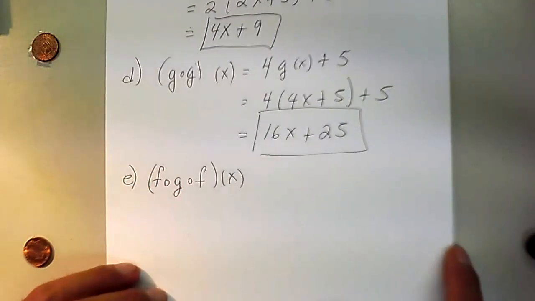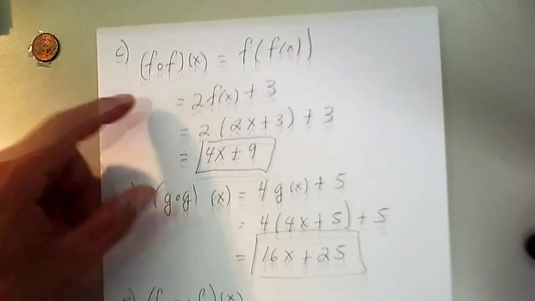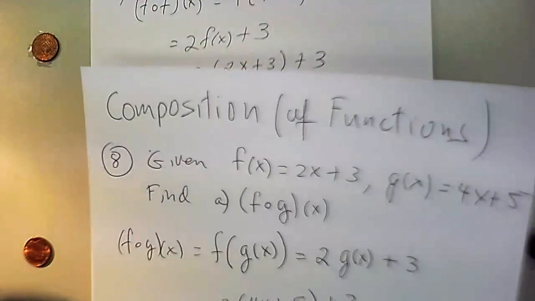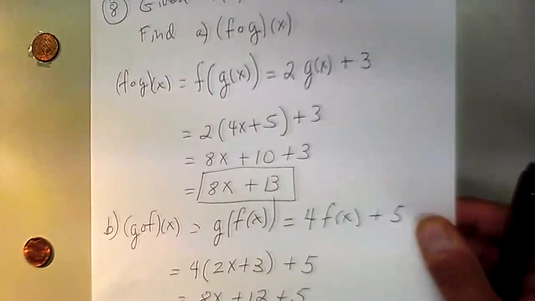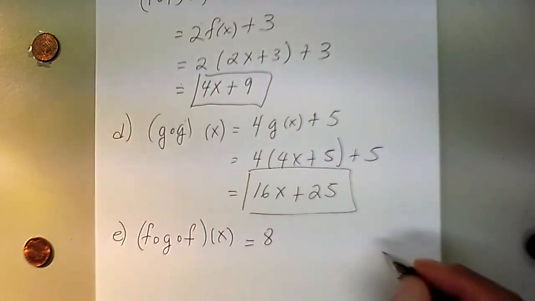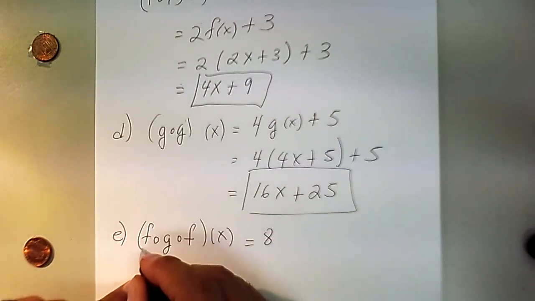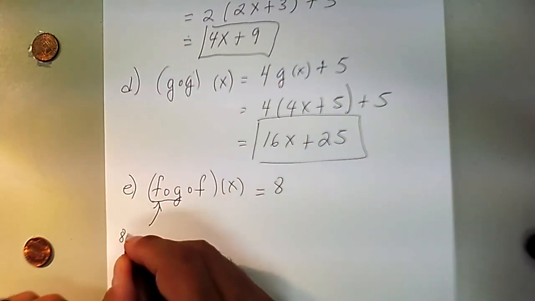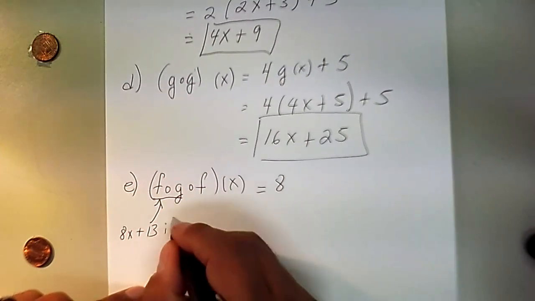So let's go ahead and do this. Now we did F composed with G in part A. That was our very first part of this example 8. F composed with G is 8x plus 13. So we're going to do 8x plus 13, but the 8x plus 13 comes from this. Maybe I should make a quick note of this. This is 8x plus 13 if the input is x.